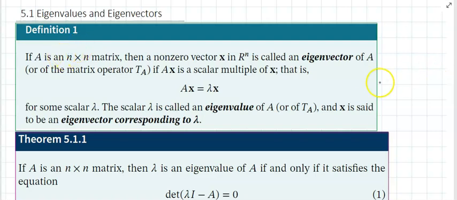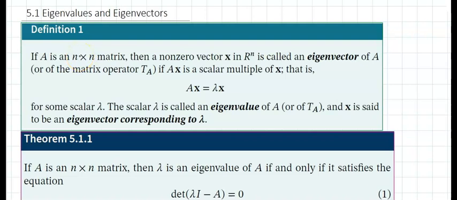5.1 talks about eigenvalues and eigenvectors. The use of eigenvalues and eigenvectors we'll talk about later on. For now, let's talk about, well, what are they? An eigenvalue is just a constant, nothing more. We refer to the eigenvalue as lambda. The eigenvector is an actual vector.